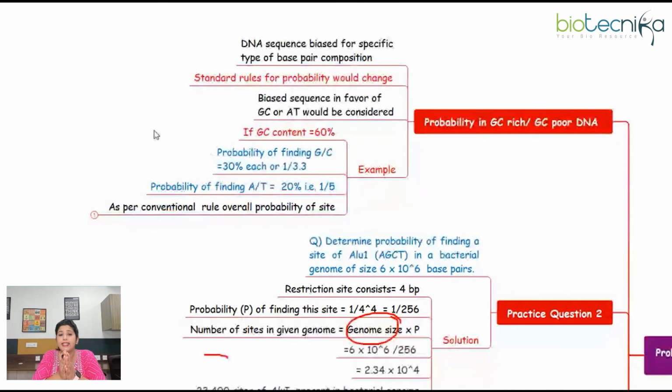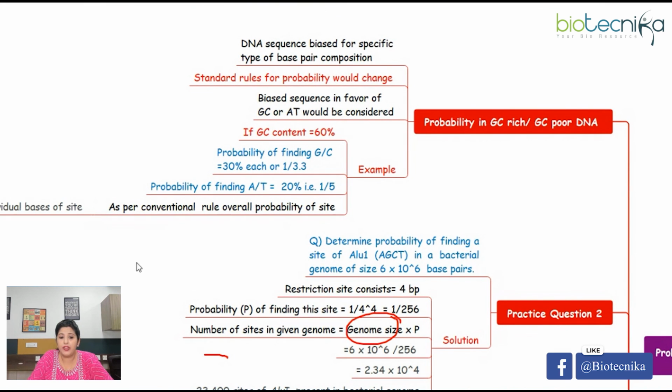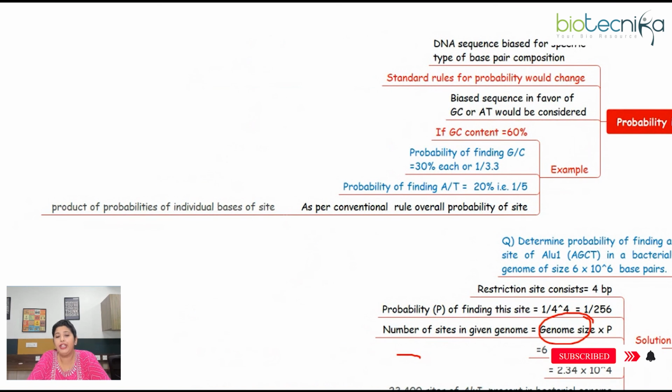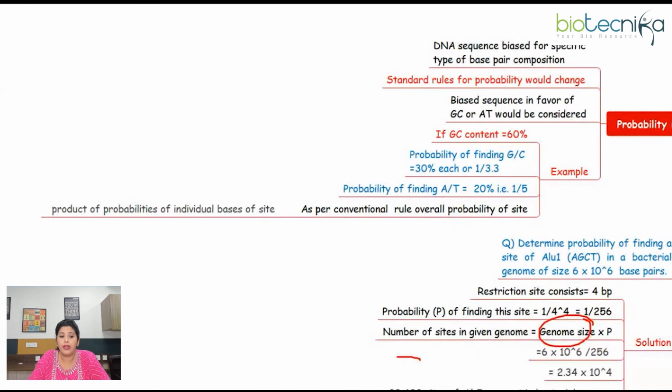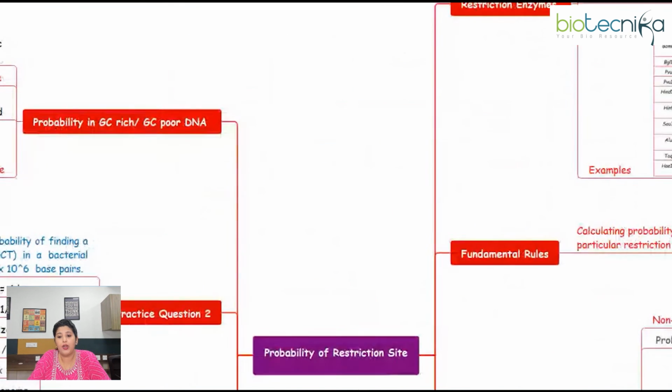If GC content is 60%, that means the remaining 40% is your AT content, right? So adenine 20 and thymine 20. So probability of finding A or T is 20%, that is 1 by 5. As per the conventional rule, overall probability of the site will be the product of probability of individual bases of the site. So these are some key points that you all have to remember while preparing this particular topic.